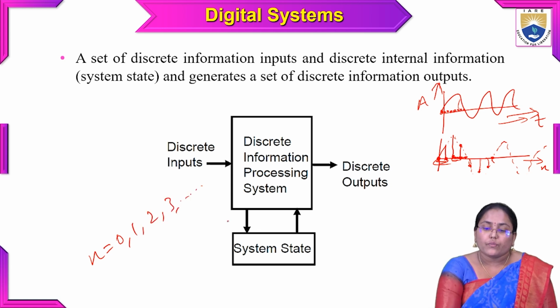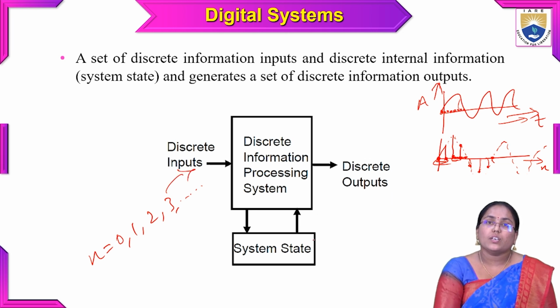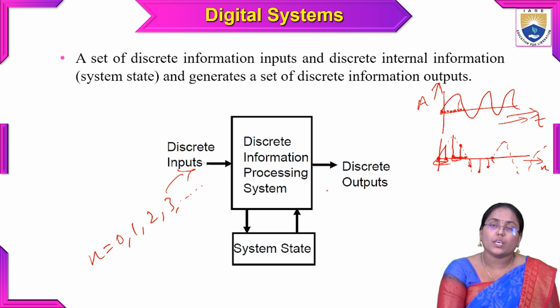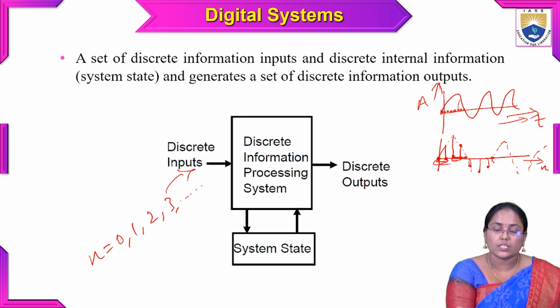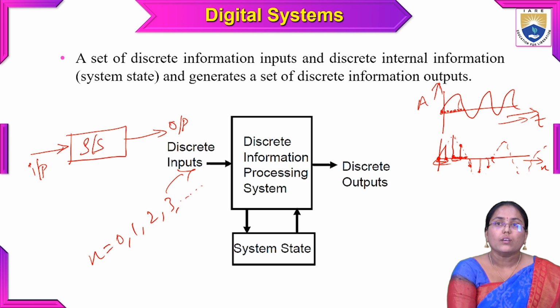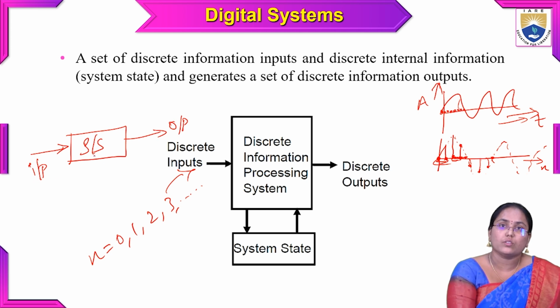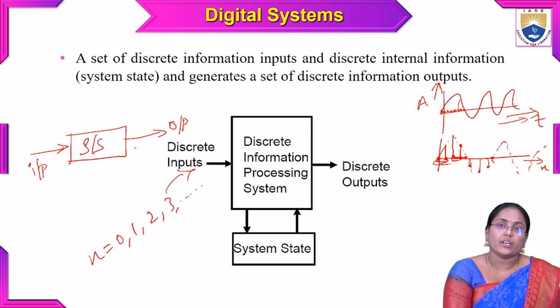Now whenever we give particular discrete inputs to a discrete information processing system, it makes sense. Whenever we consider any particular system, with respect to the input we get the output. With respect to the excitation, a particular response will be there. The system is fixed. With respect to the changes in the input, the system will also make some changes, and correspondingly it gives some output.